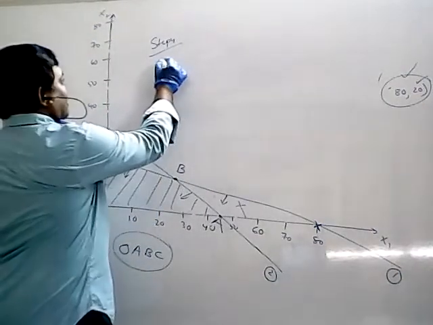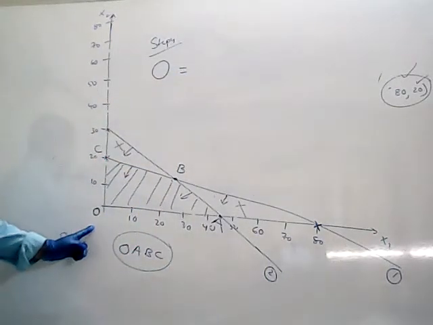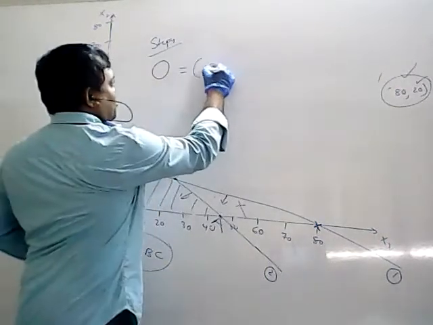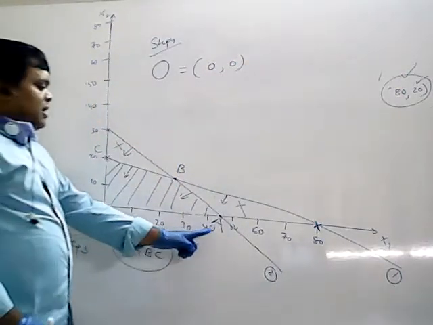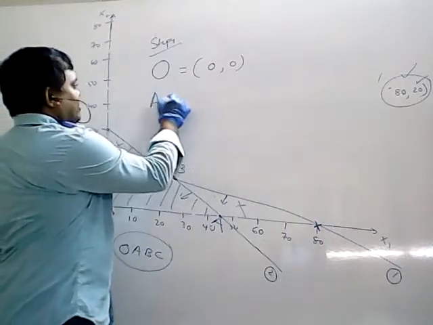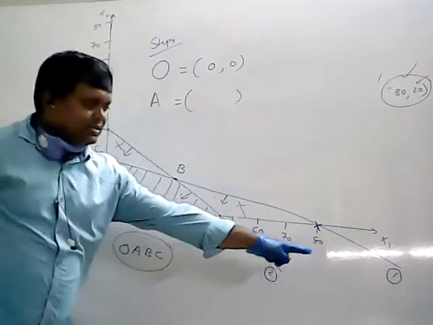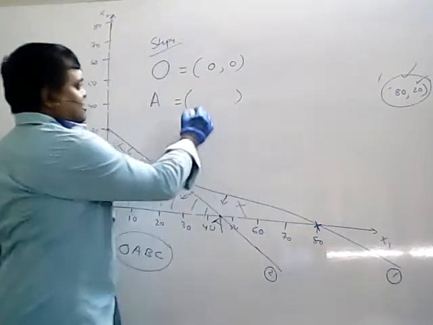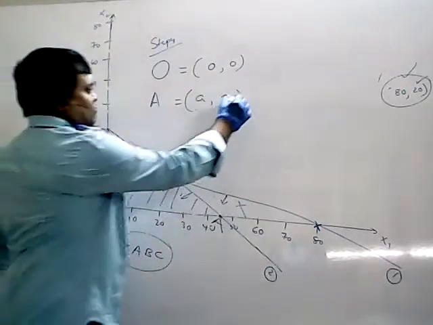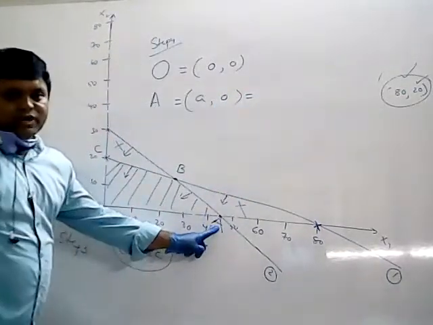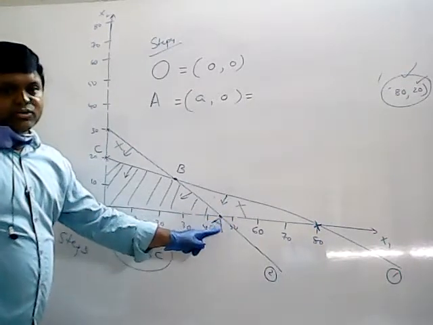Then what is the first corner point? O point, all of you know. O means the origin. The origin is 0, 0. So the O point is 0, 0. Now the A point we have to identify. Generally A lies on the x-axis. An x-axis point is always of the form (A, 0). So what is your A value here? It is between 40 and 50. This is the midpoint, so the A value is 45.